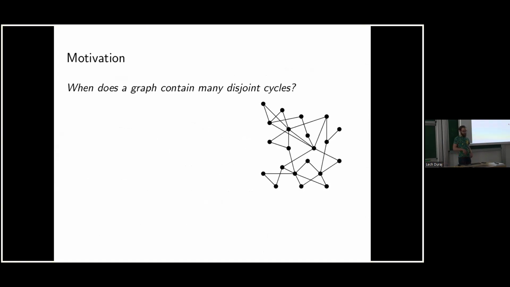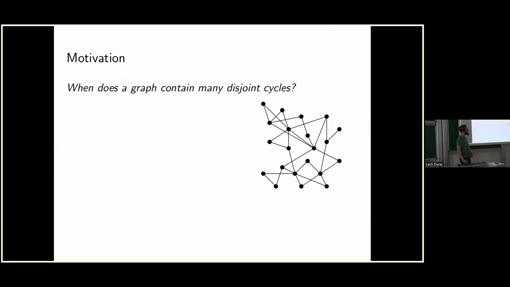So one of the motivations for our research is a family of problems related to the Erdős-Pósa theorem. The Erdős-Pósa theorem answers the question of when a graph doesn't contain many disjoint cycles. Whenever I say disjoint, I mean vertex disjoint throughout this talk.